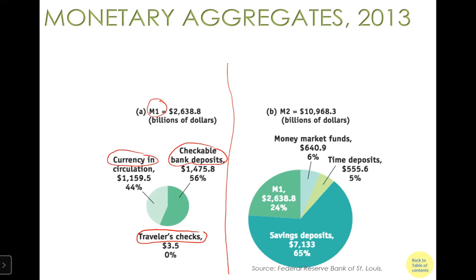But overall, the M1 includes currency in circulation and checkable bank deposits. Those are two big categories, right? Now if we look at M2, essentially M2 expands over M1. You can see M2 includes M1. The biggest addition we have in M2 is savings deposits. This is your money in your savings account, not checking account, right?